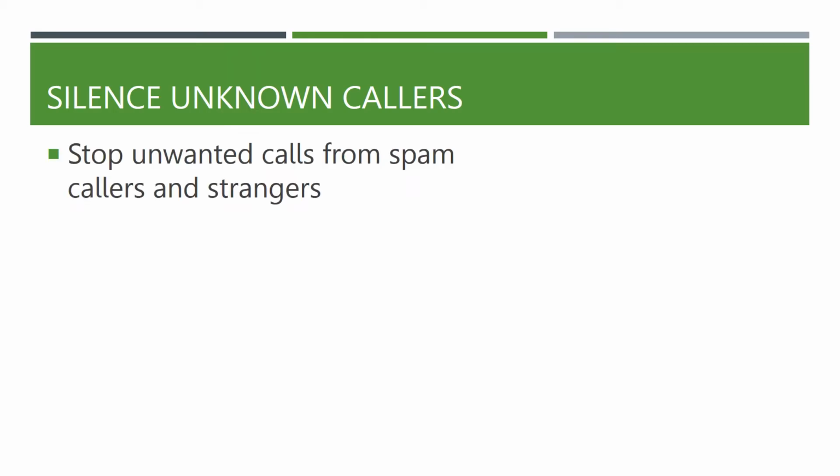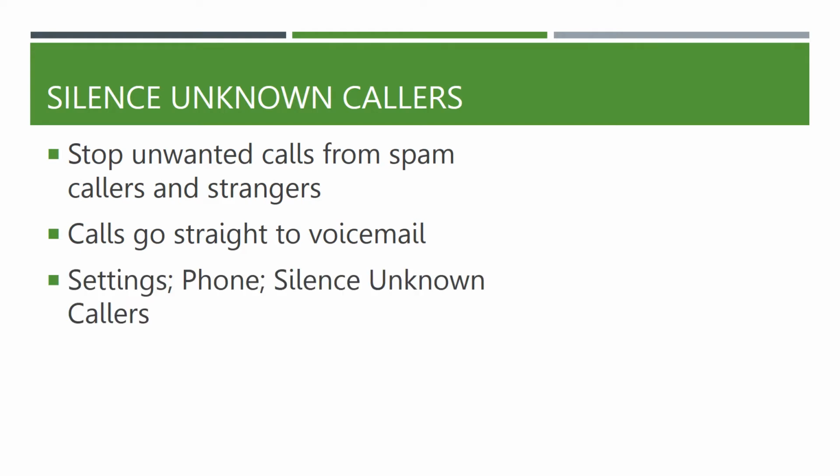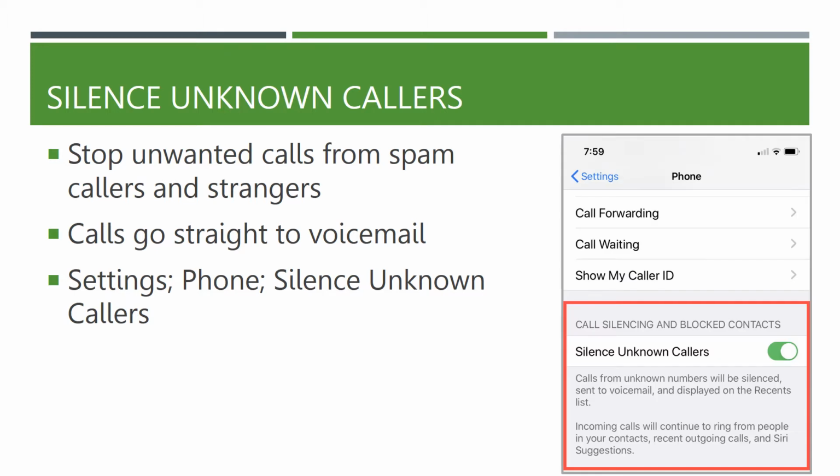iOS 13.6 has a new setting to stop calls from spam callers and strangers. In this situation, a stranger would be a phone number that's not in your contacts or on your list of recent outgoing calls. These calls aren't blocked, but instead of ringing on your phone, they go straight to voicemail. To activate this option, go to Settings, Phone, and Silence Unknown Callers. You want to turn that option on.